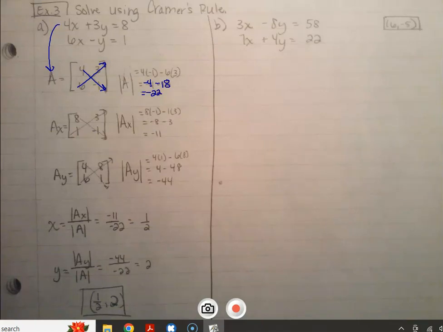A sub x is when we take our constants and put them in that first column, because that's where our x's are. So instead of having 4 and 6, we're going to put in 8 and 1. Then we do our major diagonal. 8 times -1 is -8, minus 1 times 3 is 3. -8 minus 3 is -11.